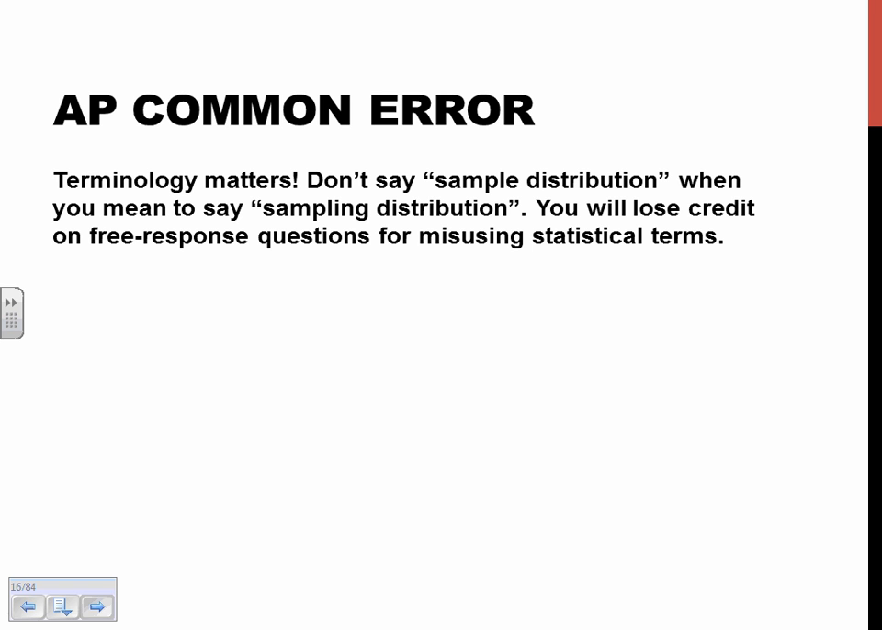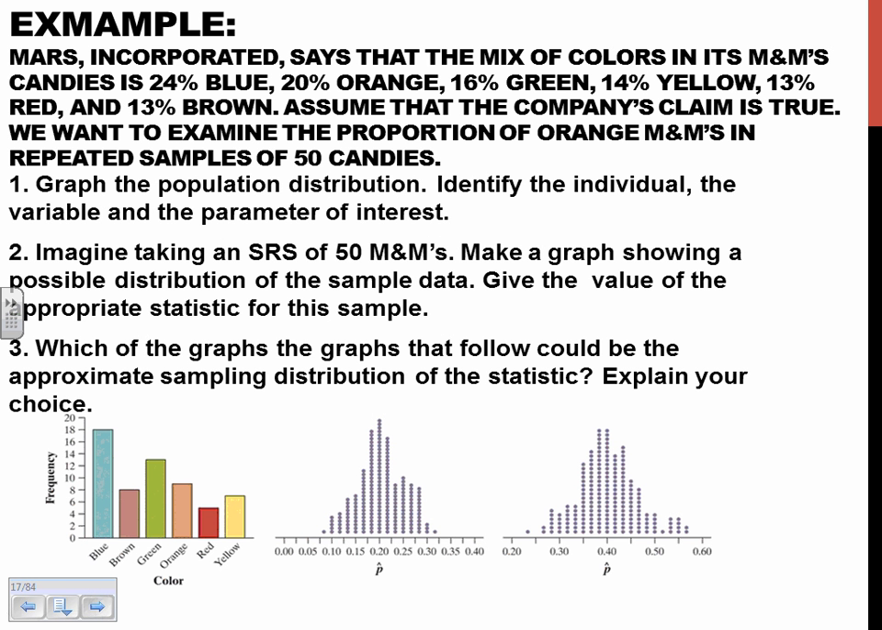Okay, so a common error again is that terminology. You have to say those vocab words correctly. If you say sample distribution when you meant to say sampling distribution, you're going to lose credit. So make sure you know how to use those appropriately. So here, let's look at this first example.